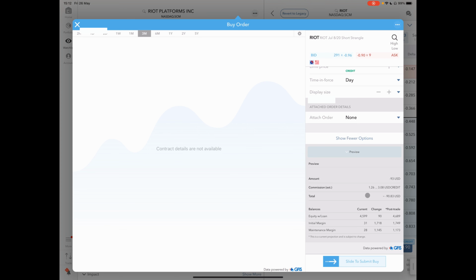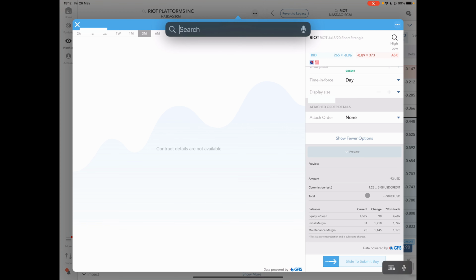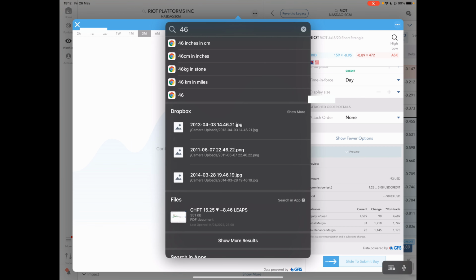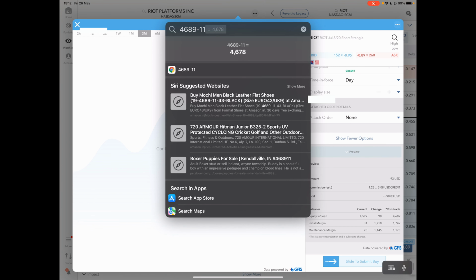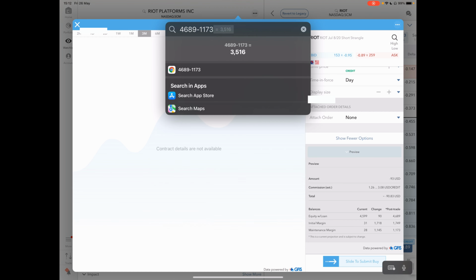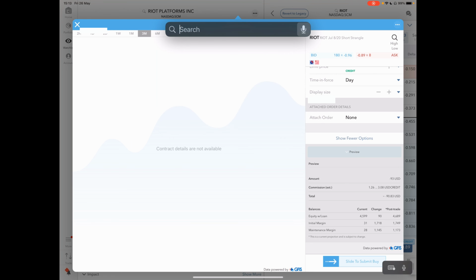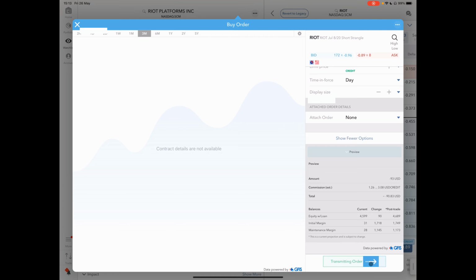Now to calculate your excess liquidity, you do your equity loan, which is 4,689, minus 1,173, which is margin maintenance. So my excess liquidity, which is currently sitting around 4.6, 4.7K, will drop to 3.5K. So once we place this trade, we'll have a look at that. If I remember, 3.5K. So I'm going to slide to submit this order.